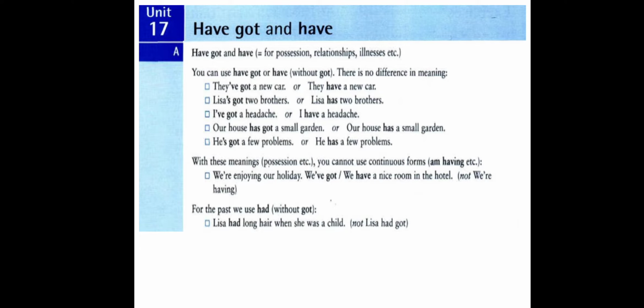They have got a new car. We can say they have got a new car, and here have is used as an auxiliary verb and got is past participle. So the form is have got. They have got a new car.